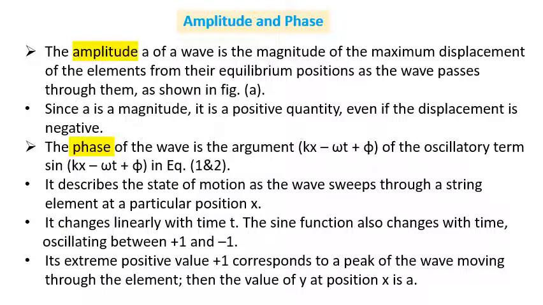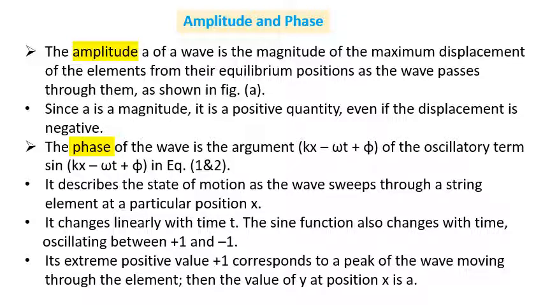Amplitude of a wave is the magnitude of the maximum displacement of the elements from their equilibrium positions as the wave passes through them, as shown in figure A. Since a is only the magnitude, it is a positive quantity even if the displacement is negative. And the phase of the wave is the argument kx minus omega t plus phi of the oscillatory term sin(kx minus omega t plus phi) in equations 1 and 2.